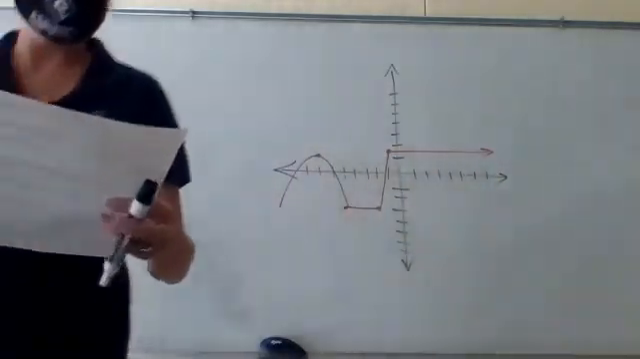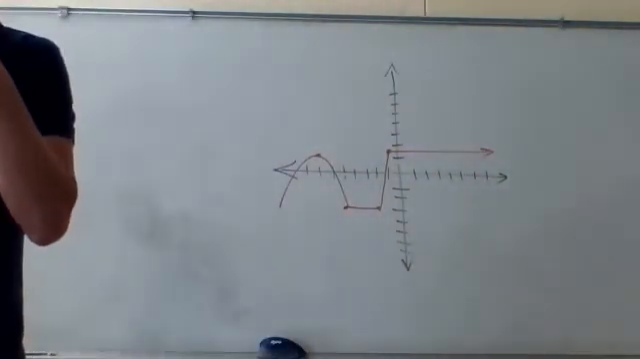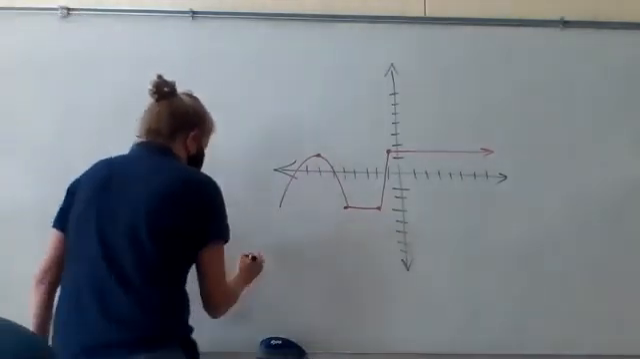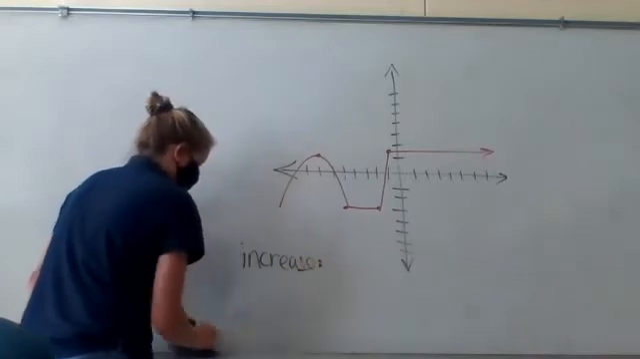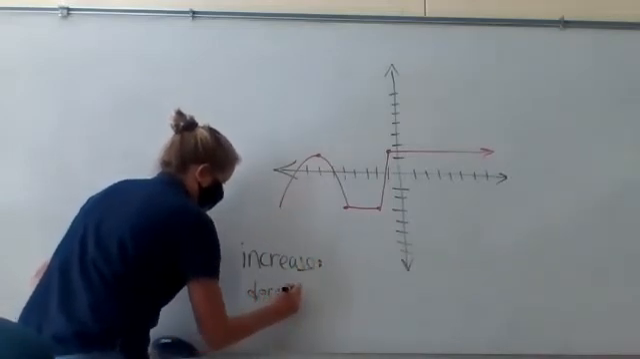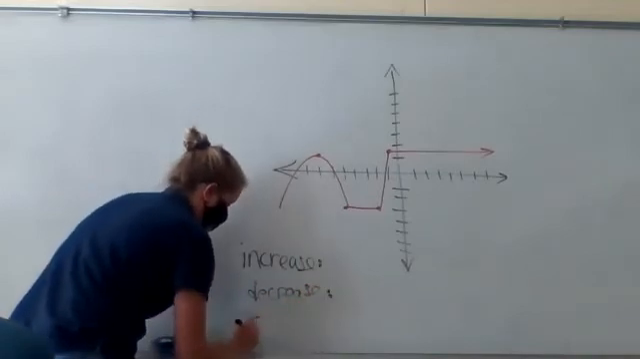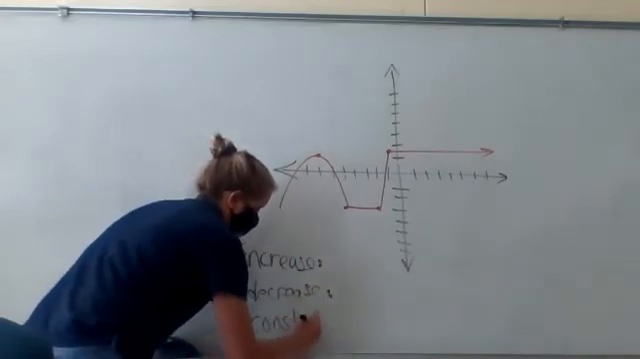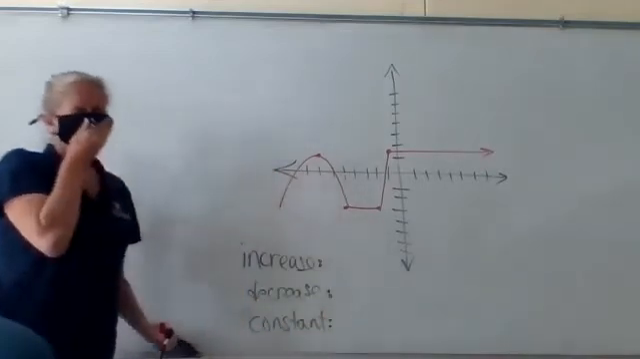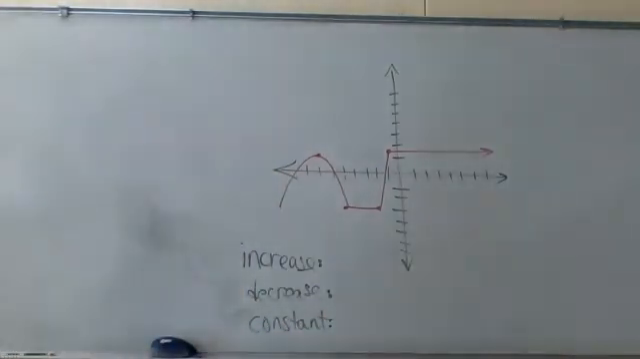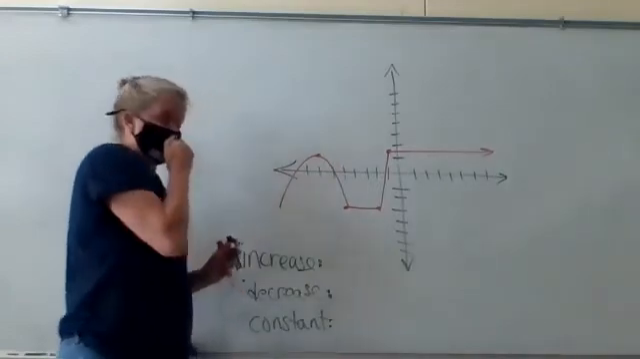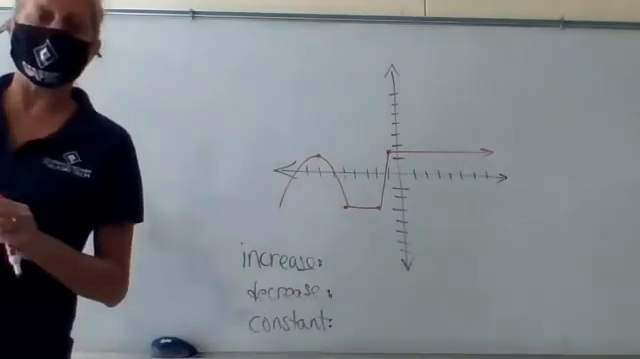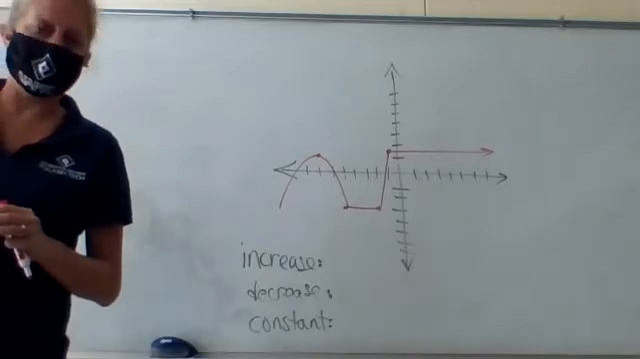So here's what number 20 looks like. It wants to know all the places where it's increasing, decreasing, and constant. So before I go through and label the increase, decrease, and constant, remember we're going to type this in interval notation using the x values of those specific points.